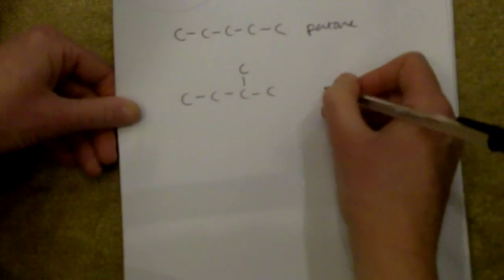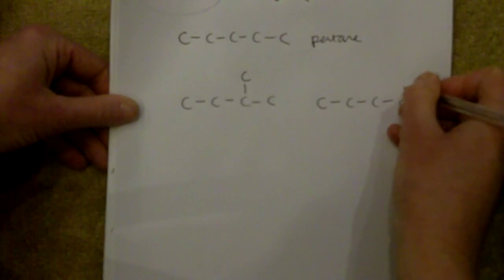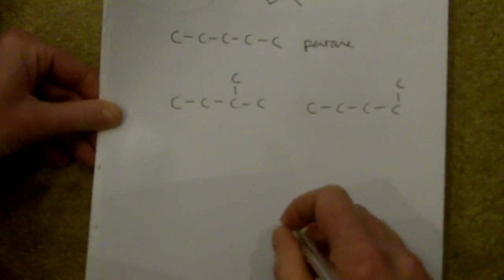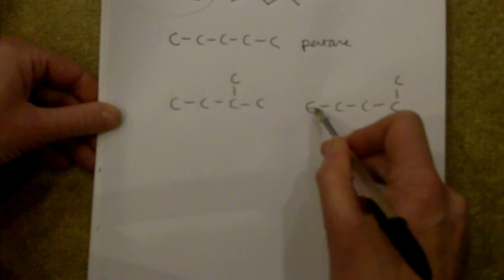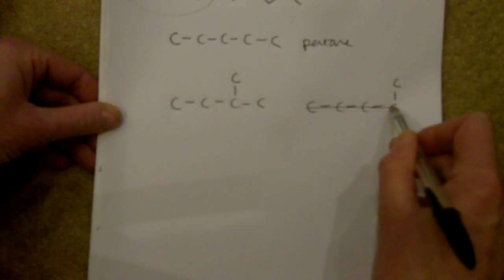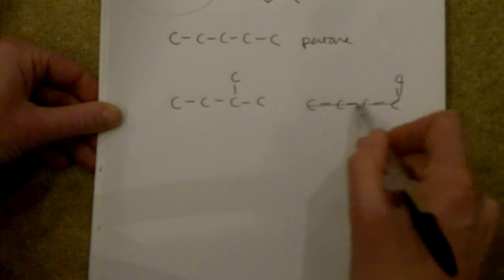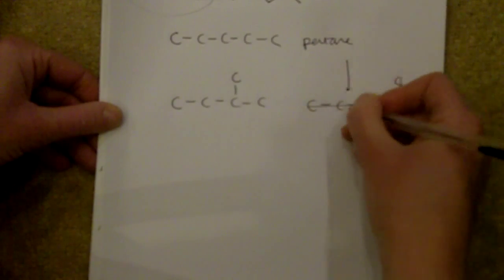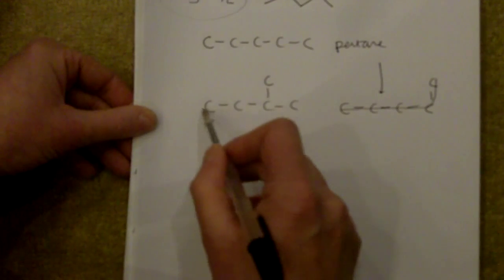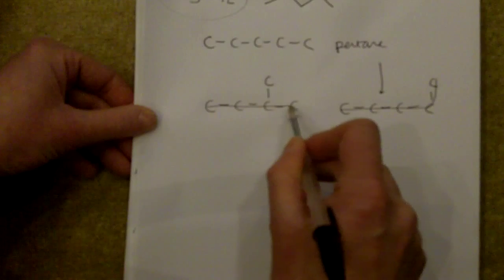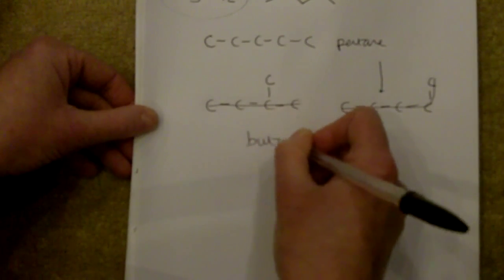Okay? If I was to draw 4 carbons in a straight line and 1 carbon branching off there, this here is still pentane, because the longest chain without taking your pen off is 5 carbons, and that is still pentane. But if I do 4 in a row and I put a carbon there, the longest chain without taking my pen off is butane, 4 carbons.